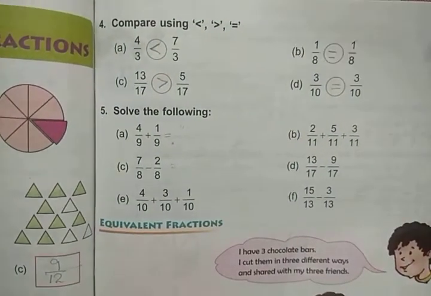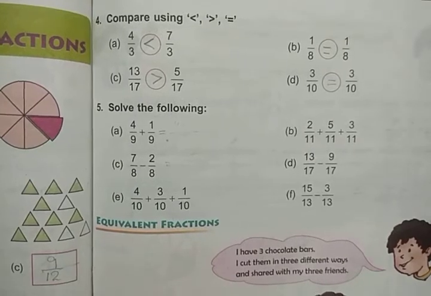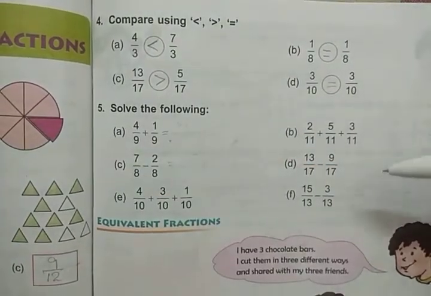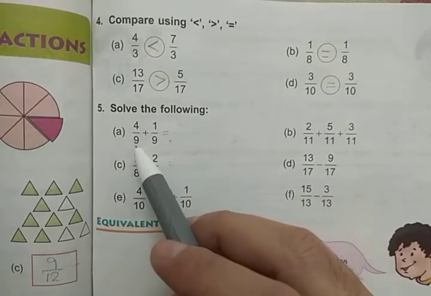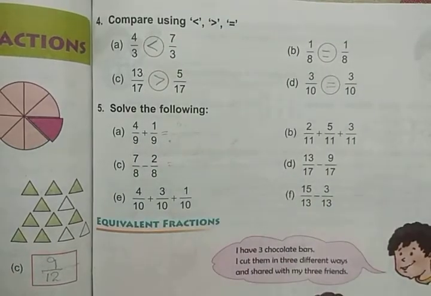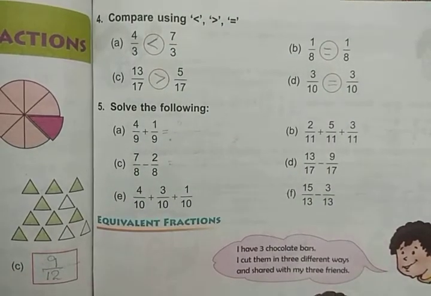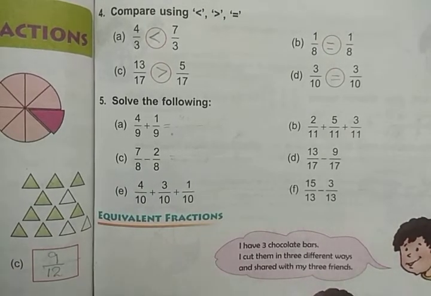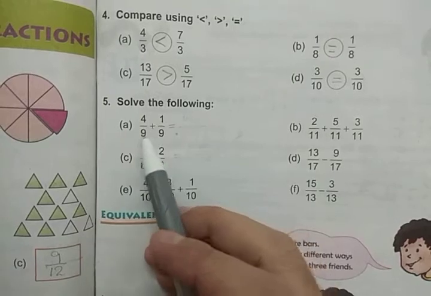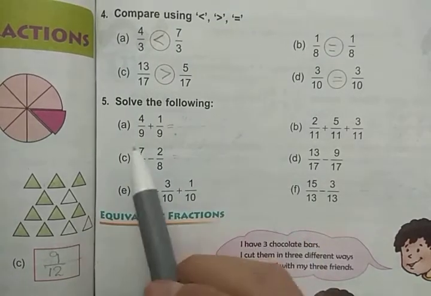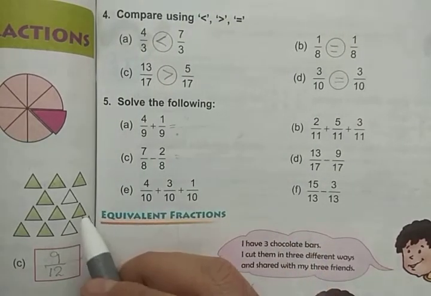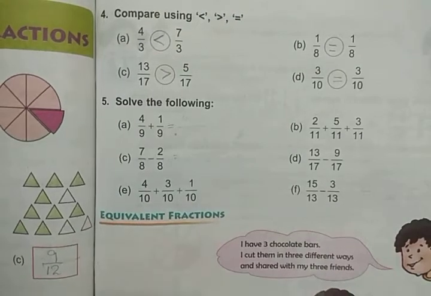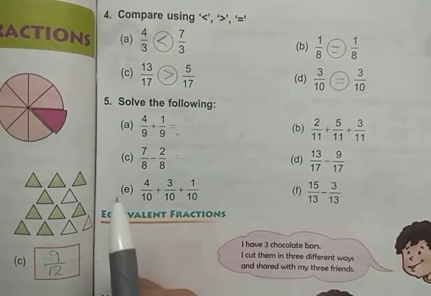The next one, solve the following. So here we have to add and subtract the given fractions. And what type of fractions are these? In which the denominators are equal. So do you remember what we call such type of fractions in which the denominators are equal? These are called like fractions. So fractions जिनके डिनोमिनेटर्स इक्वल होते हैं उन्हें हम क्या कहते हैं, लाइक फ्रैक्शंस.